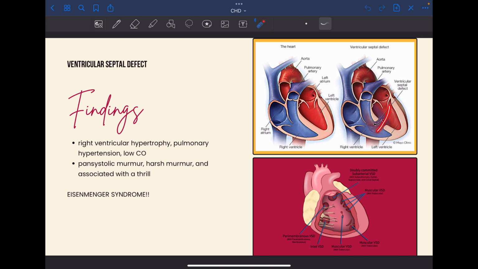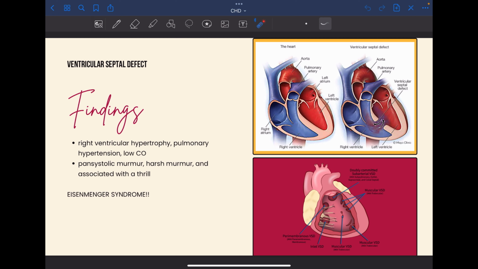And because the blood is continually going into the right side, not enough blood is going out into the aorta and reaching the body, so low cardiac output is happening. And usually low cardiac output can be manifested by certain symptoms like exercise intolerance, fatigue, and even syncope.